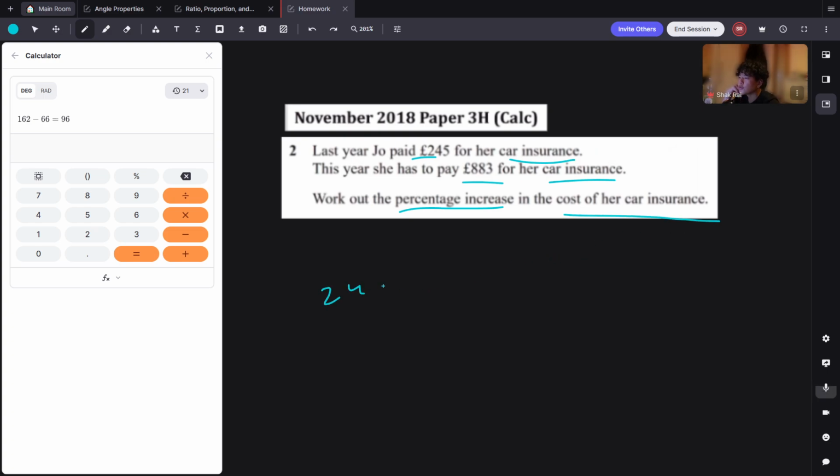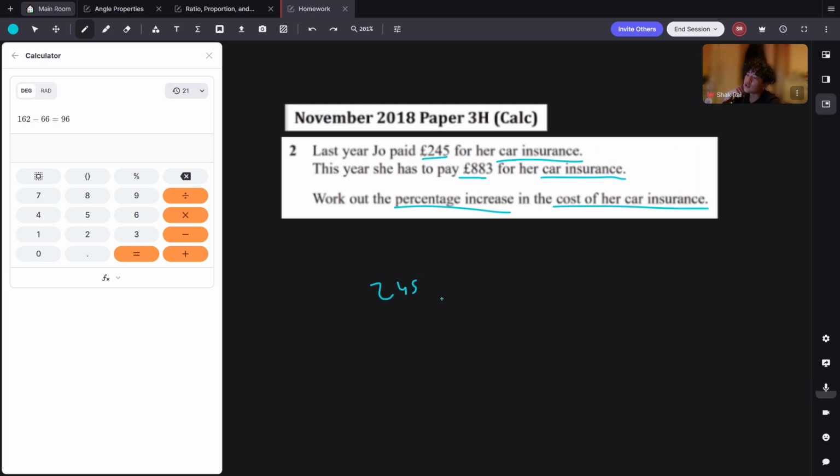So £245, £883. It really is. Life really is like this nowadays, because oh my days, the spike in the car insurance. So last year, Joe paid £245 for her car insurance. This year, she has to pay £883. Oh my days! I'm telling you, car insurance has skyrocketed. It's like the scam of 2024, man.